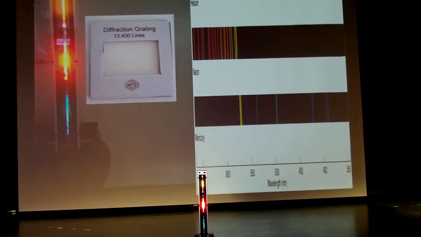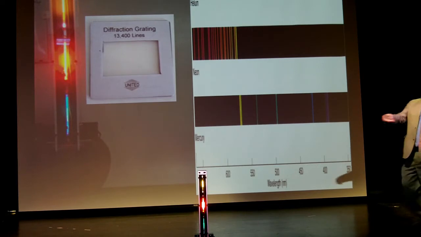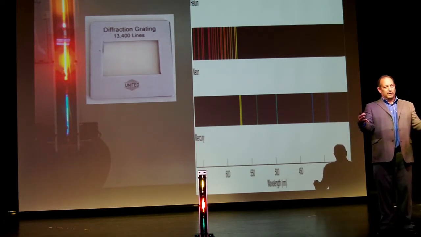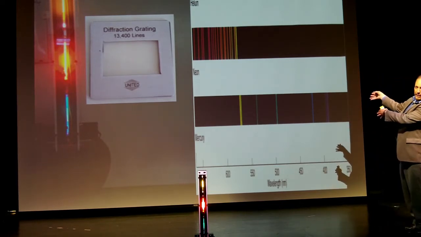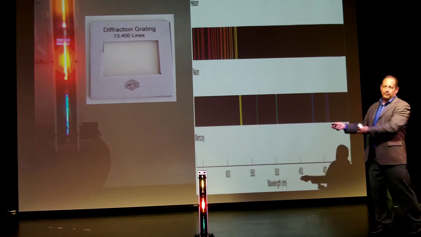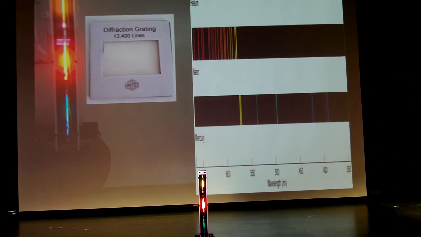So that's the idea behind spectroscopy. If we can collect the light from a source and split it up into its constituent colors and compare it with a laboratory spectrum that we have of these gases, we can figure out what it is. And that's exactly what we do in astronomy.